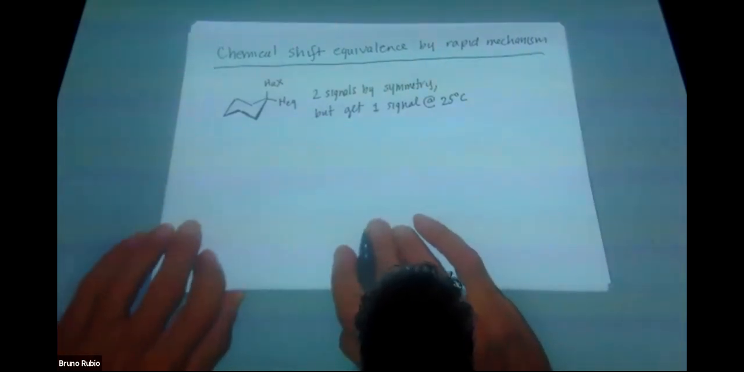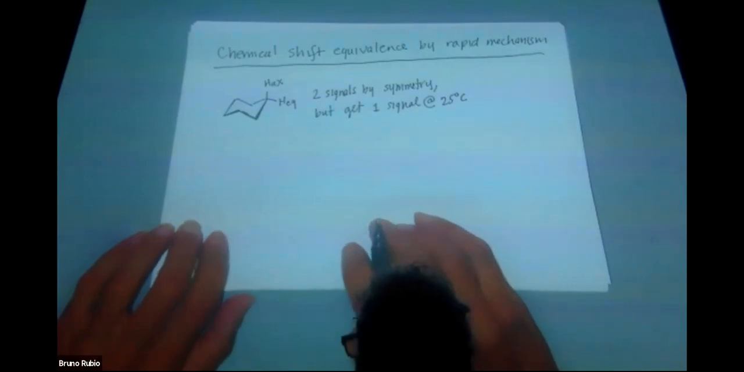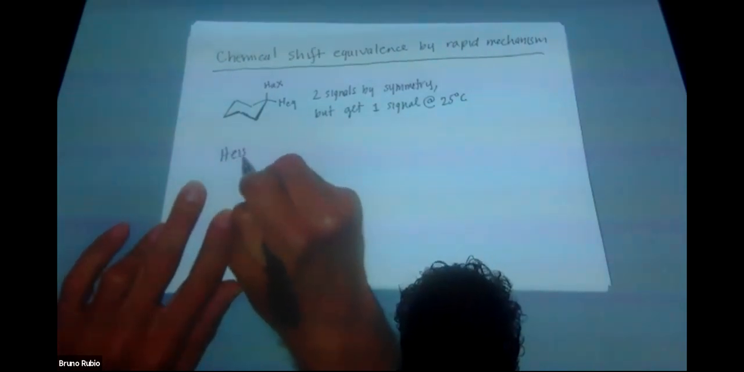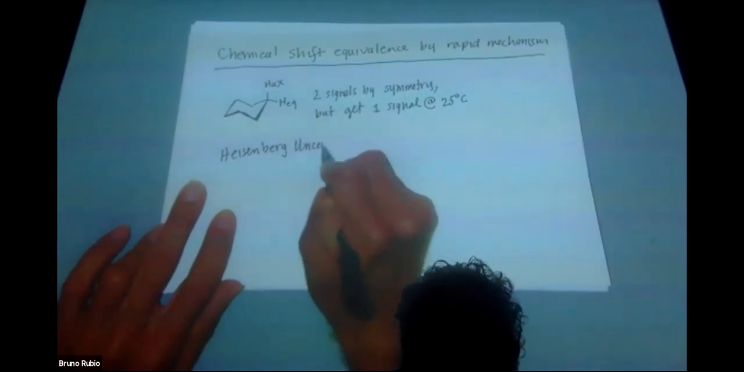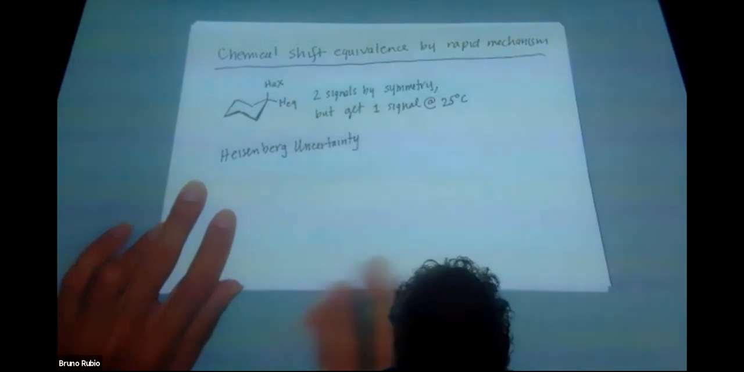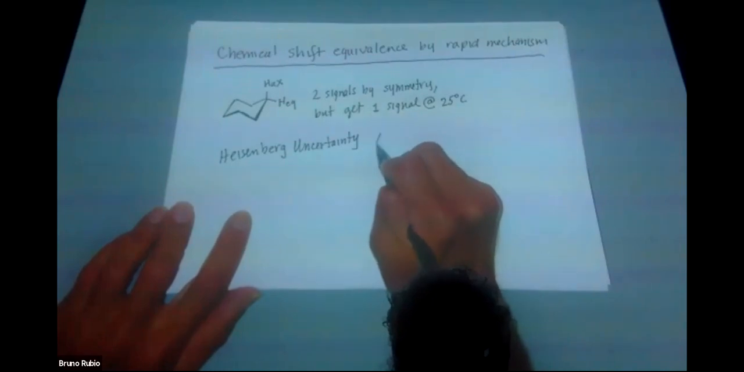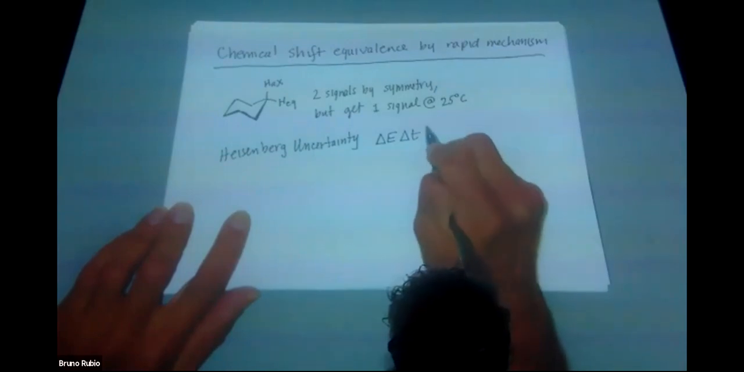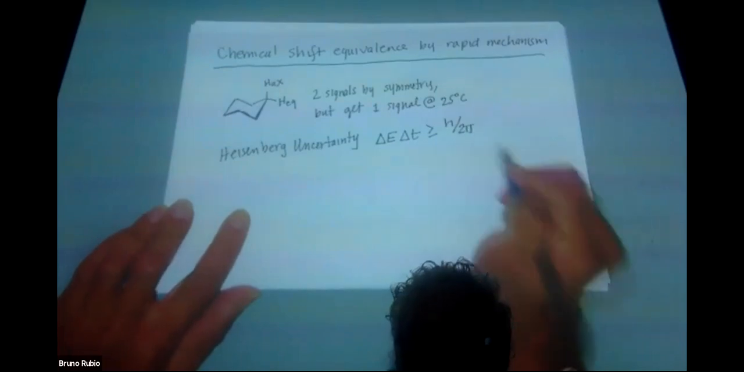So do you remember way back in Gen Chem, do you remember the Heisenberg uncertainty principle? Well, one of the statements of the Heisenberg uncertainty principle, Heisenberg, I believe it's with an R, Heisenberg uncertainty. One of the statements of Heisenberg uncertainty is that delta E times delta T must be greater than or equal to Planck's constant divided by 2 pi.